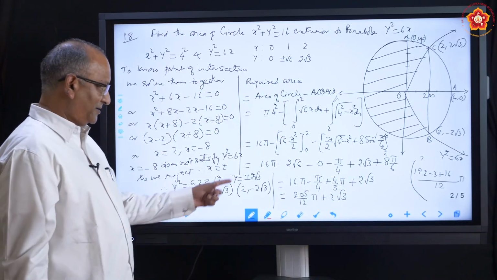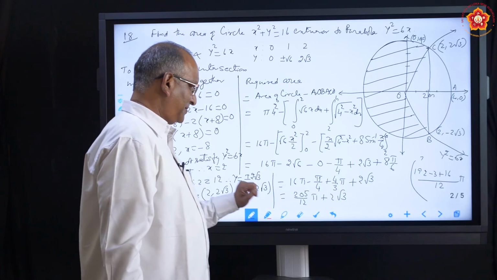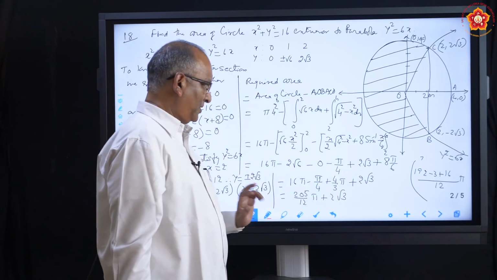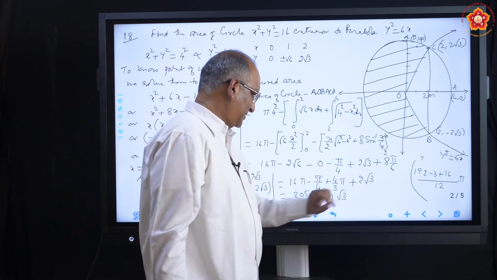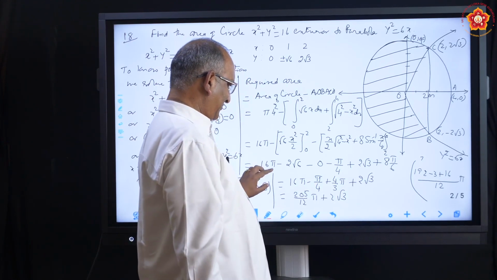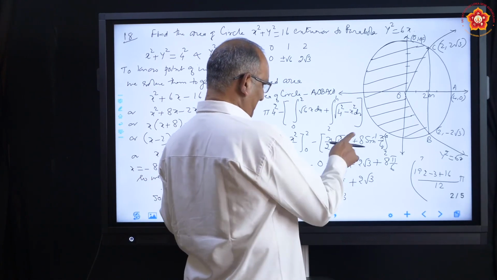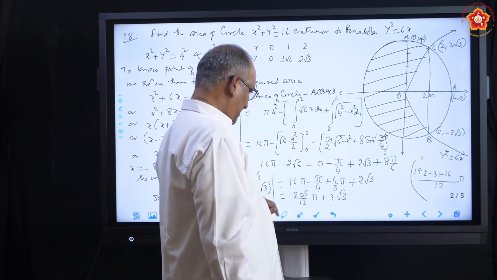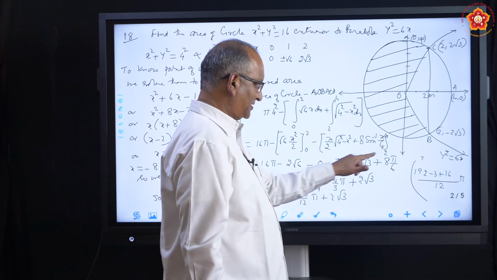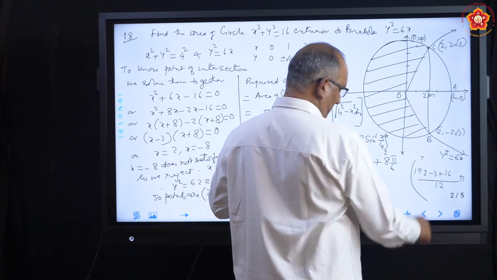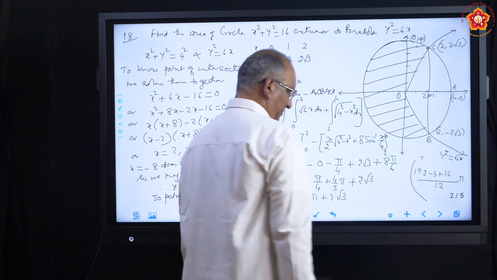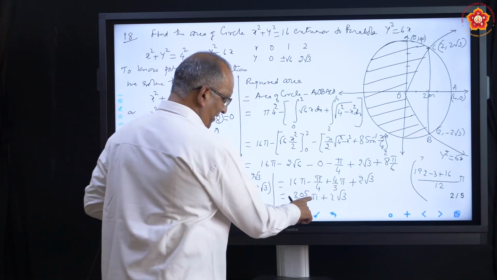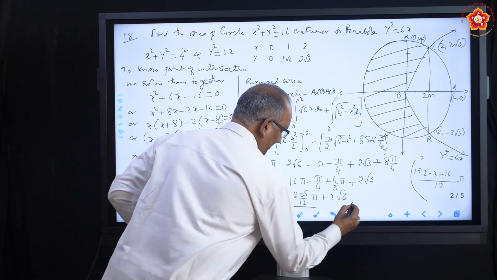Once again you can check. This is 16 pi minus pi by 4. This is 4 by 3 pi. So if you take LCM, 4 3s are 12, 12 16s are 192, 4 3s are 12, and then 3 4s are 3 pi, and 4 4s are 16. 192 plus 16 is 208, 208 minus 3 is 205 by 12 pi plus 2 root 3. This is the answer.